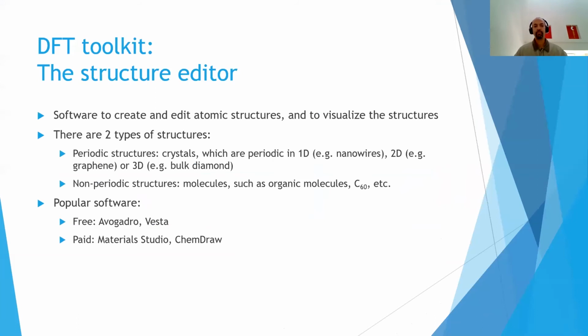Okay, so the structure editor is, as I said, software to create and visualize structures. We have two types of structures. We have periodic structures, such as crystals, and a crystal can be one-dimensional, such as a nanowire, two-dimensional, like graphene, or three-dimensional, like bulk diamond, for example. Then non-periodic structures, for chemistry people, such as molecules: C60, small organic molecules, carbon dioxide, or large organic molecules. These are all non-periodic structures.